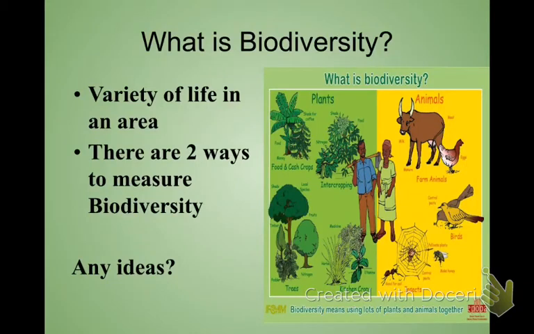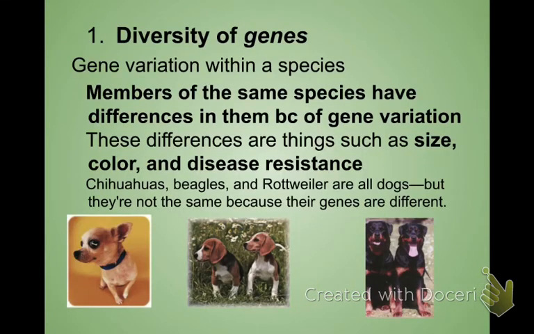Biodiversity. Bio means life, and diversity means differences or variety. So when we look at biodiversity, we're looking at the variety of different types of life within an area. There are two ways we can measure biodiversity. One way is by looking at the diversity of genes within a species. So we're looking at genetic diversity within the same species.